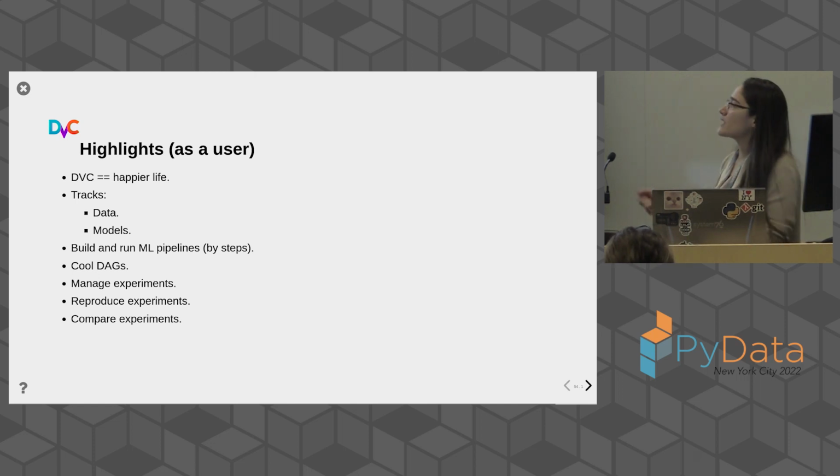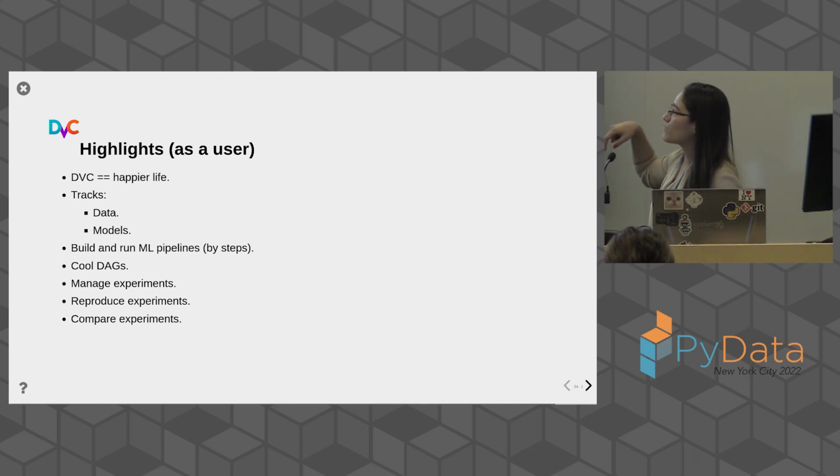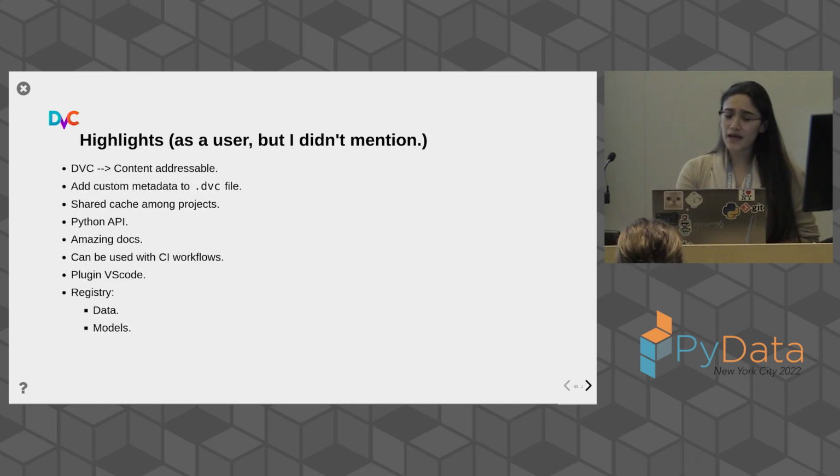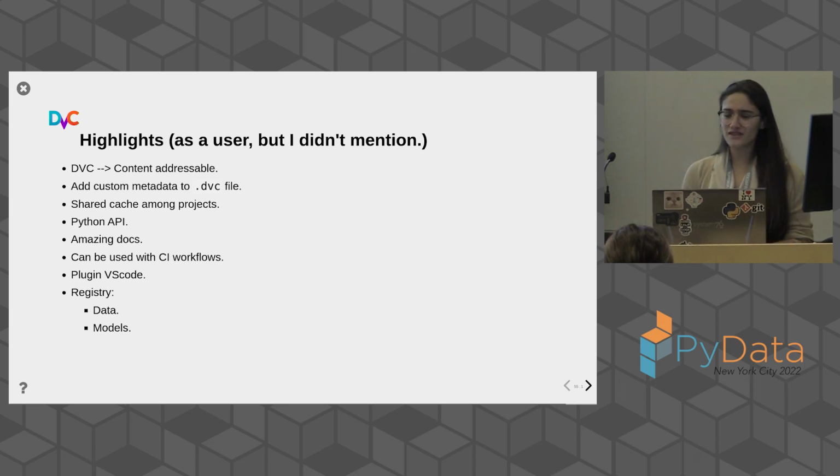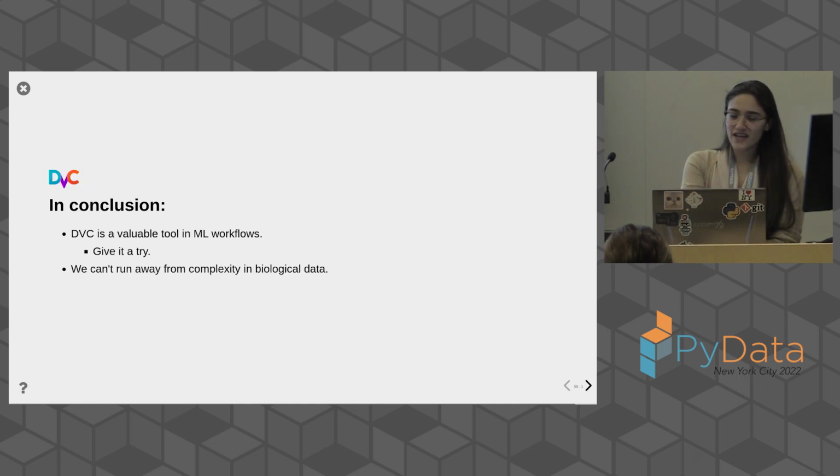But there are more. We can track data and models. We can manage experiments, reproduce and compare. We can also add custom metadata. There is a Python API. They have amazing documentation, and I'm kind of a fundamentalist about documentation. Their documentation is awesome. They have a plugin for VS Code. It's a very interesting project. So if you're working with machine learning projects and this type of data, just check it out.